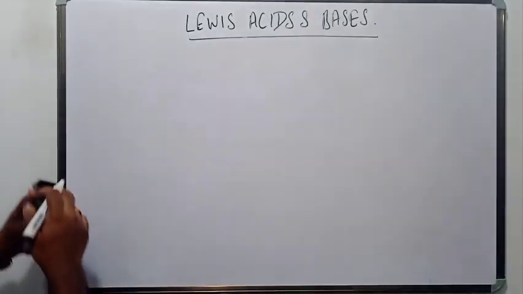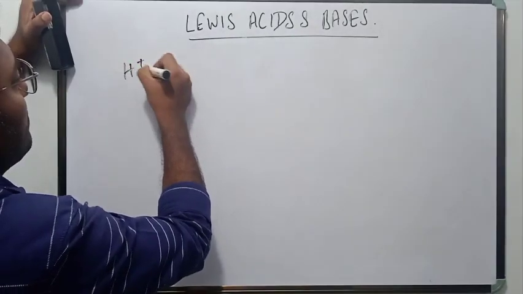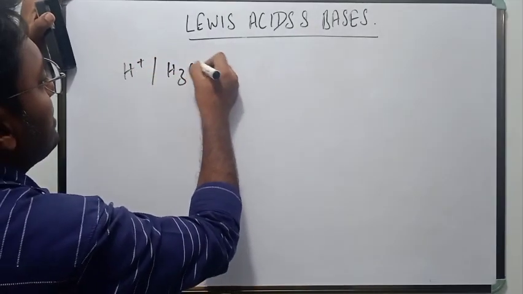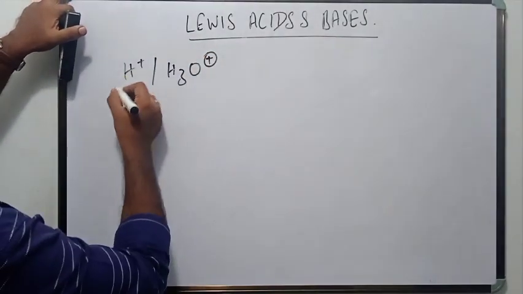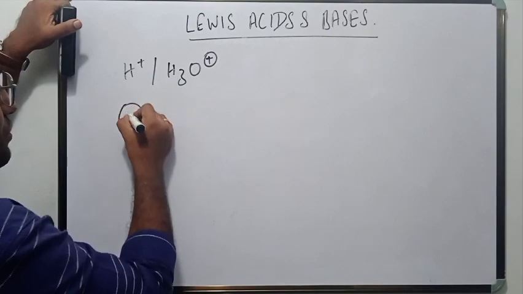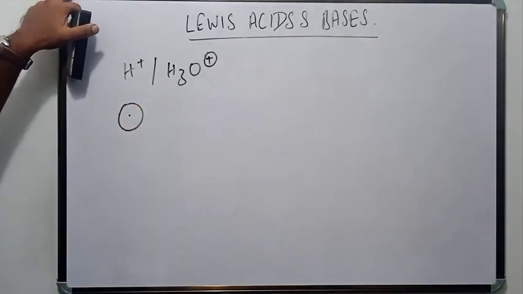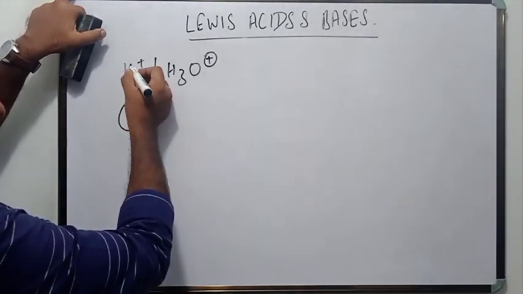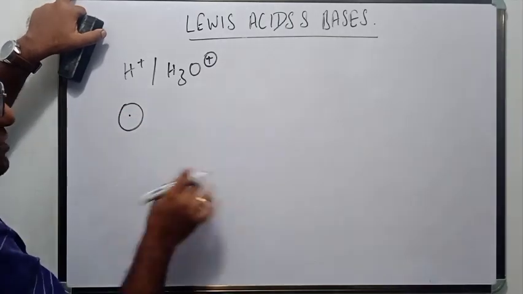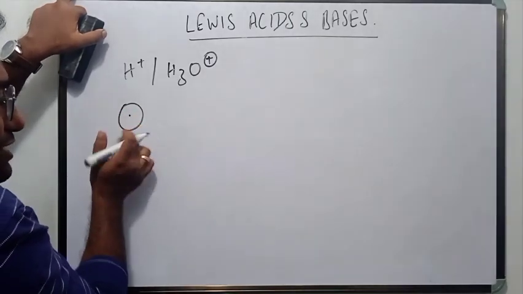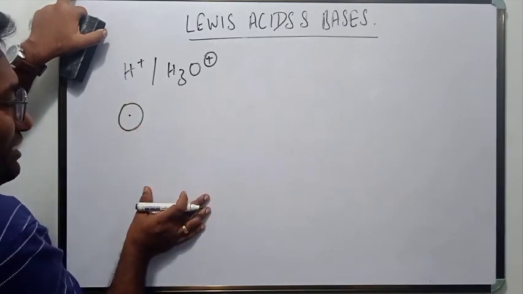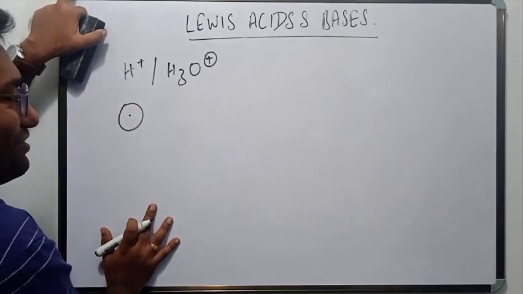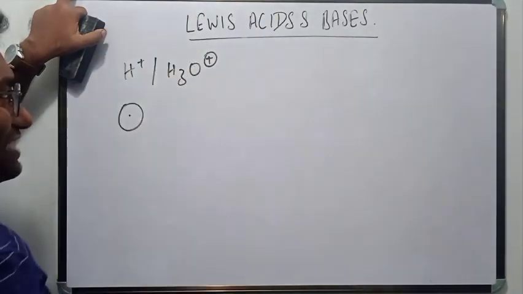The first example of this is H+ and H3O+. H+, what is the orbital of H? S orbital. H has one electron. What about H+? No electrons, but the orbital is still there. So H+ has an empty 1s orbital. So it can accept a pair of electrons, right? So therefore it is a Lewis acid.